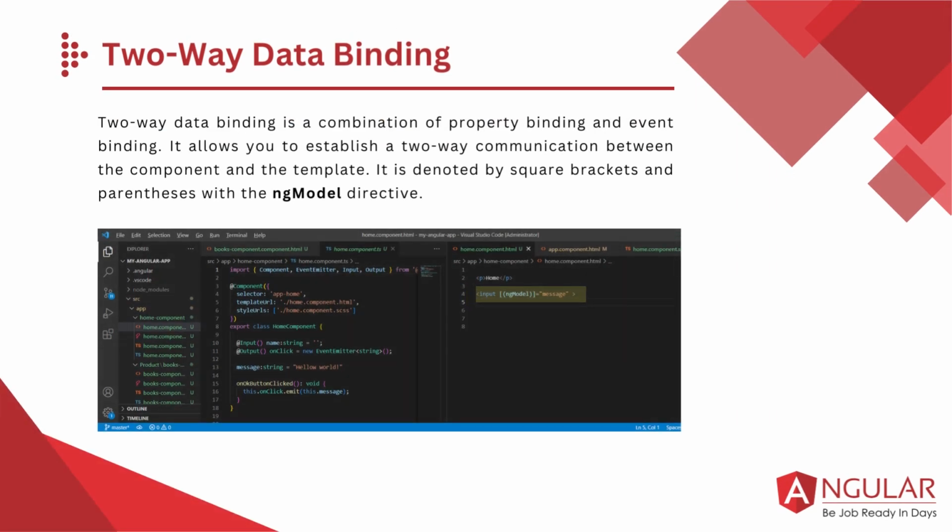5. Two-way data binding. Two-way data binding is a combination of property binding and event binding. It allows you to establish a two-way communication between the component and the template. It is denoted by square brackets and parentheses with the ngModel directive.